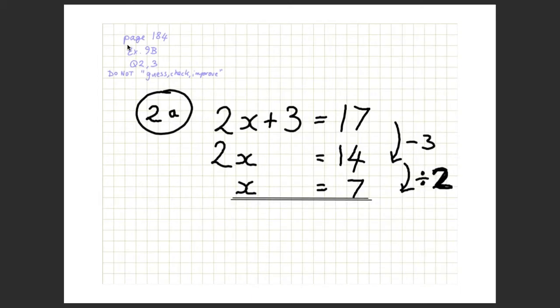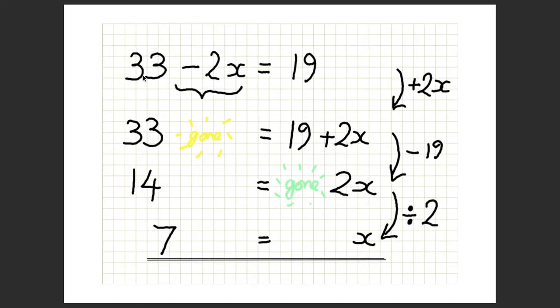Then there were some questions from the book, page 184, exercise 9b. It says in the book, guess, check, improve, but I don't want you to do that. I just want you to solve the questions algebraically. So 2x plus 3 equals 17. Subtract 3 from both sides in order to get the bit with x on its own. That gives you 2x equals 14. And I don't want to know what 2x's are. I want to know what 1x is on its own. So divide everything by 2, both sides, to get x equals 7.